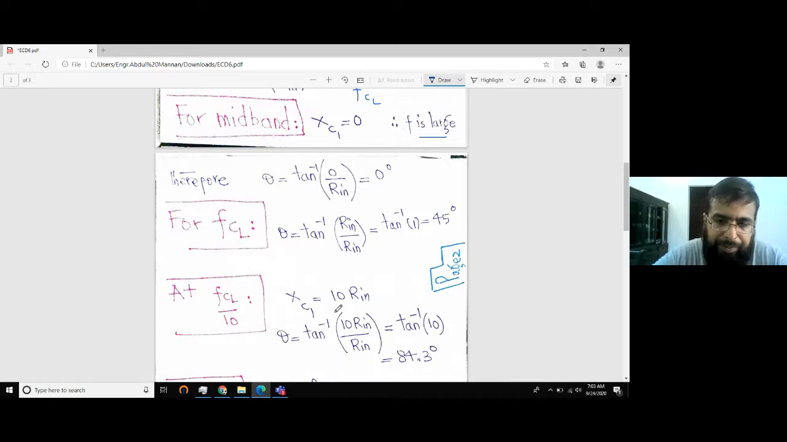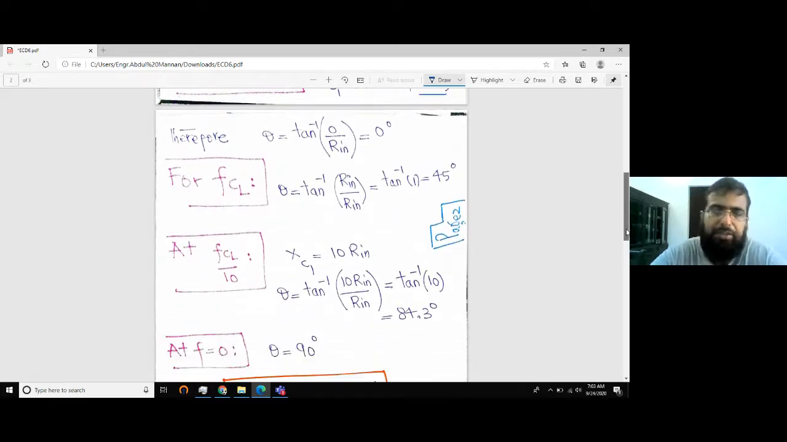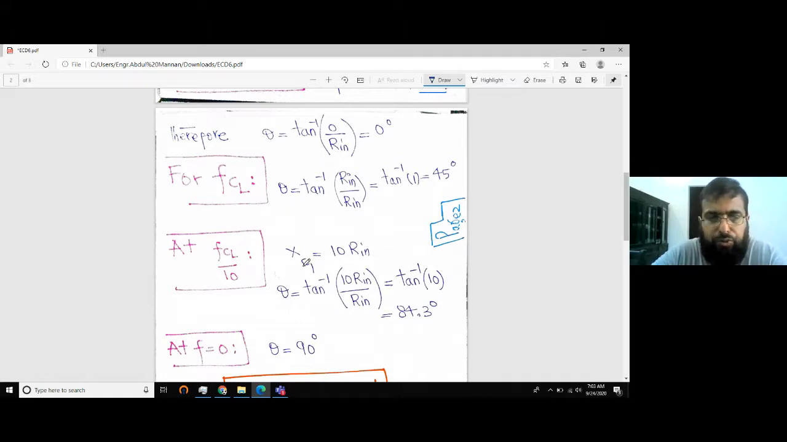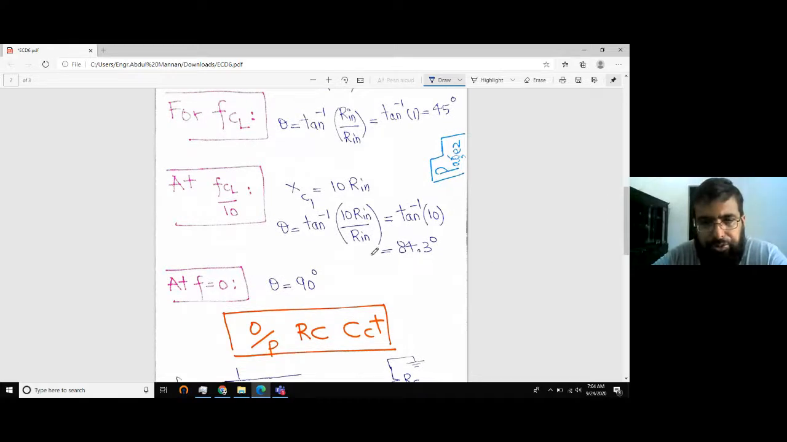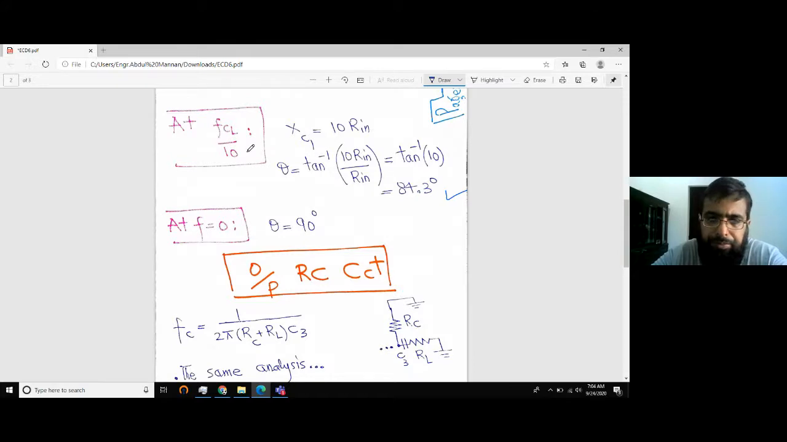But what happens at FCL divided by 10? We studied in the last lecture that if we divide FCL by 10, XC becomes 10 times Rin. Why? Because XC is equal to Rin at FCL, and if we divide FCL by 10, XC is multiplied by 10 because they are inversely related. So theta becomes the inverse tangent of 10 Rin over Rin, that is, inverse tangent of 10. It is 84.2 degrees. A very large phase lag introduced by this amplifier at a very low frequency, equal to 1/10 of FCL.